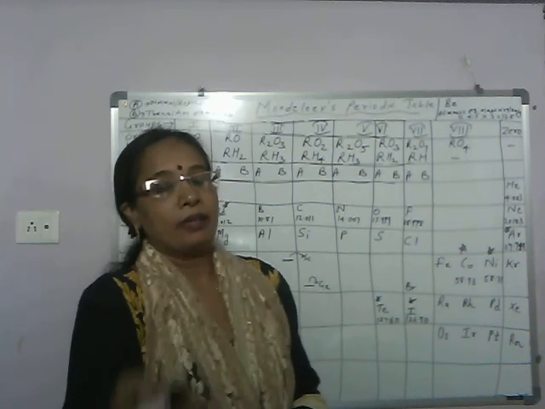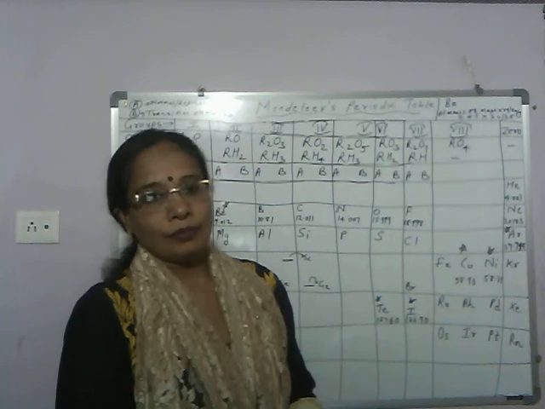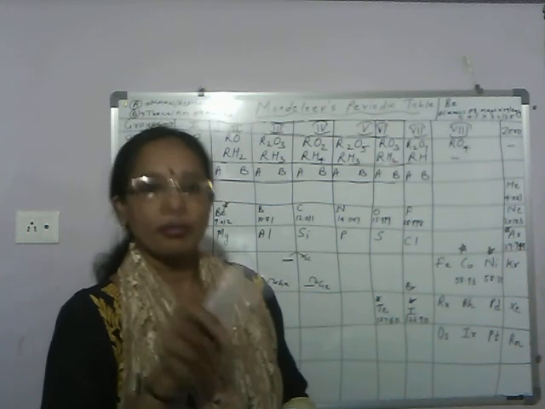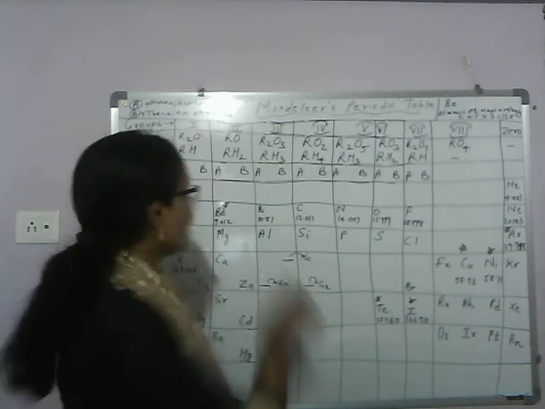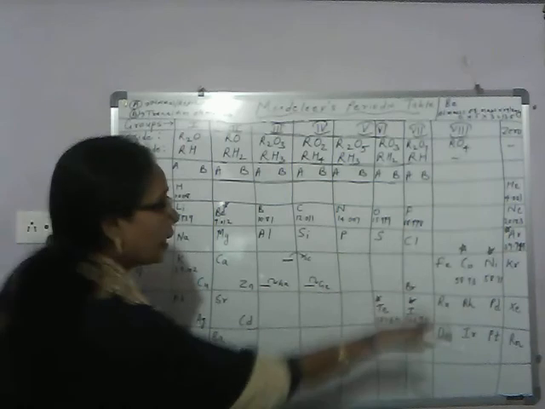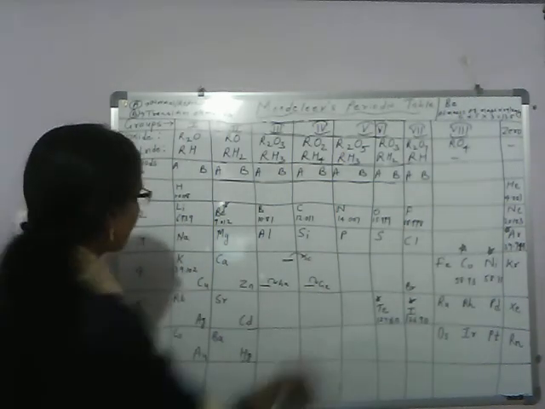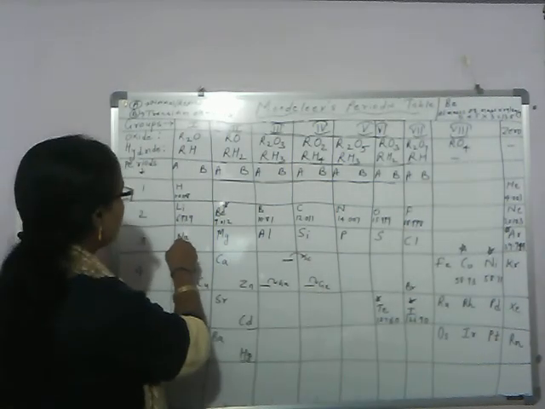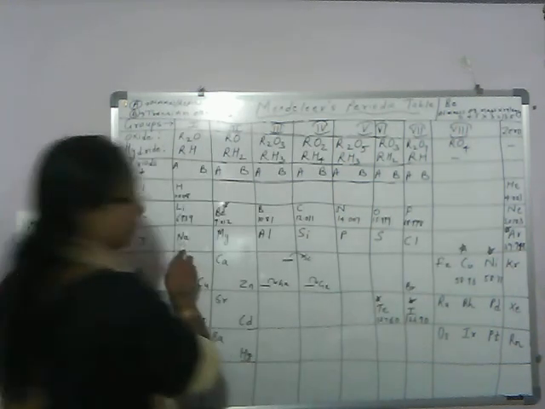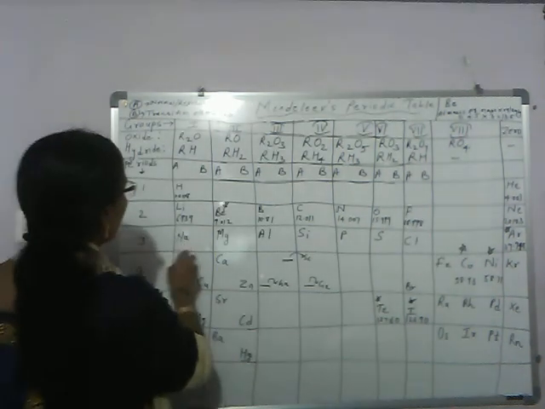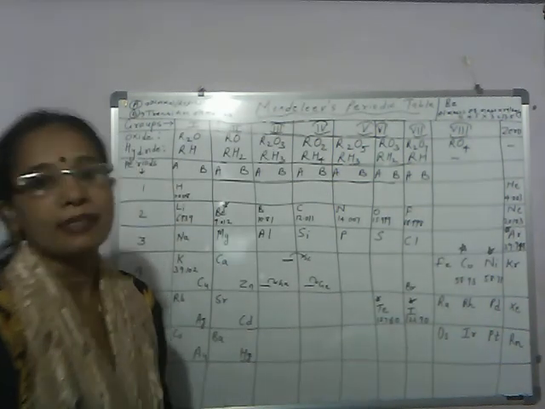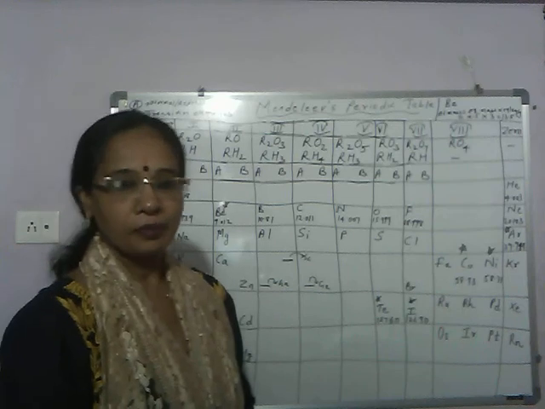So Mendeleev gave a law. The physical and chemical properties of the elements are periodic function of their atomic mass. Means when elements are arranged in increasing order of atomic mass, then after regular interval, elements with similar properties reoccurred. 1, 2, 3, 4, 5, 6, 7, 8, 9th element. Again 1, 2, 3, 4, 5, 6, 7, 8, 9th element. Properties similar. This way. Okay.